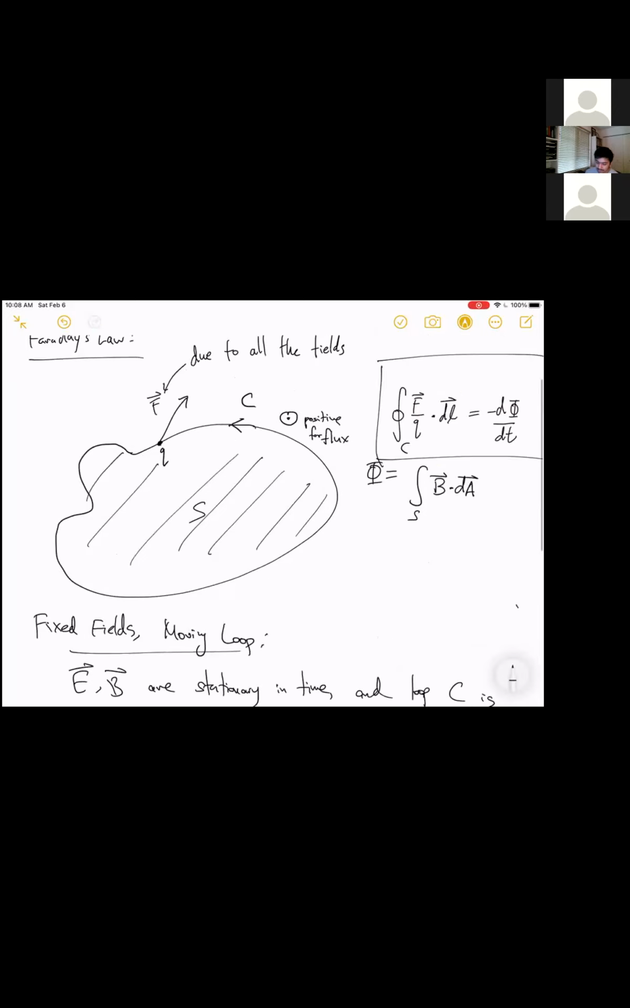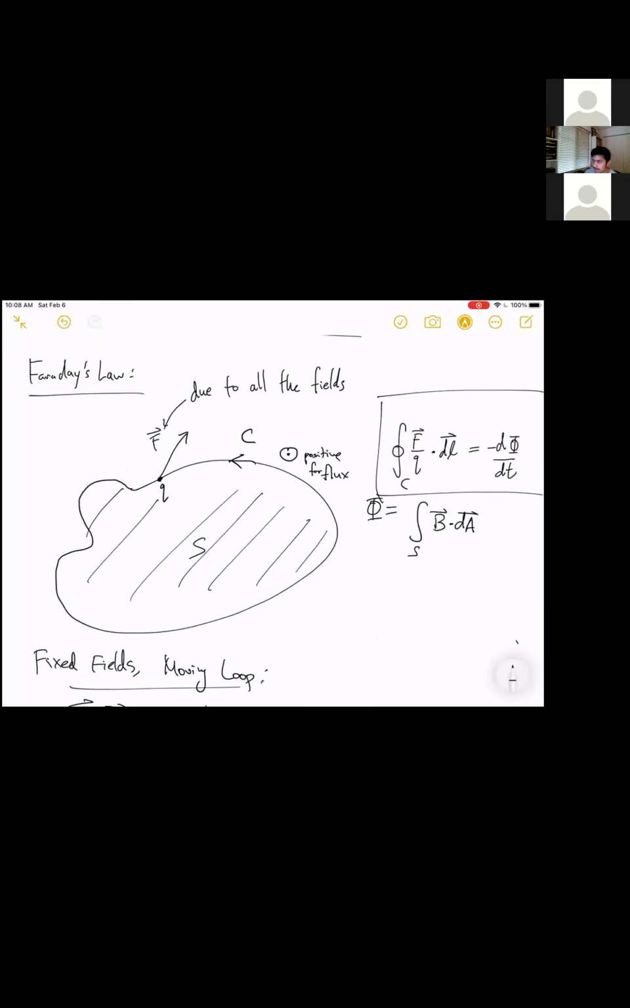By the way, before I talk about this, are there any questions about my general description of Faraday's law?